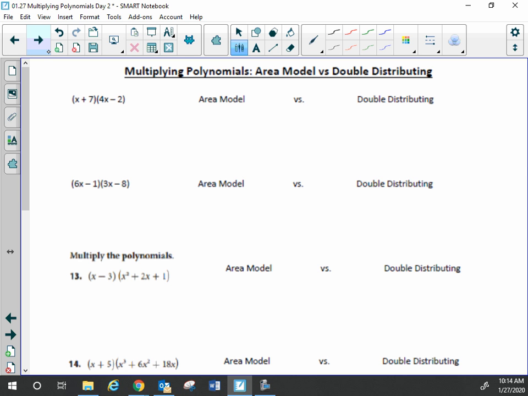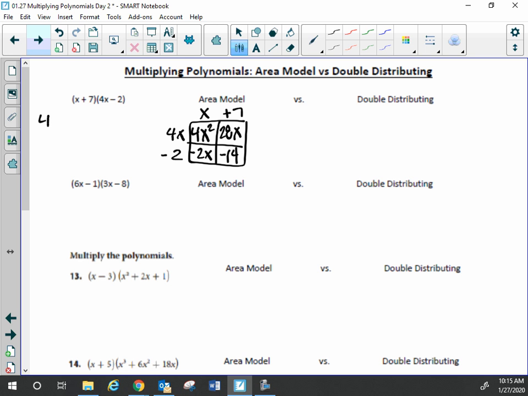So x plus 7 times 4x minus 2. I have a 2 by what? That's a 2 by 2. You've got binomial times binomial, so you would have a 2 by 2 model. X plus 7 and 4x minus 2. Okay? So what would go in my first square? 4x squared. And then second square, 28x. Third, negative 2x. And fourth, negative 14.